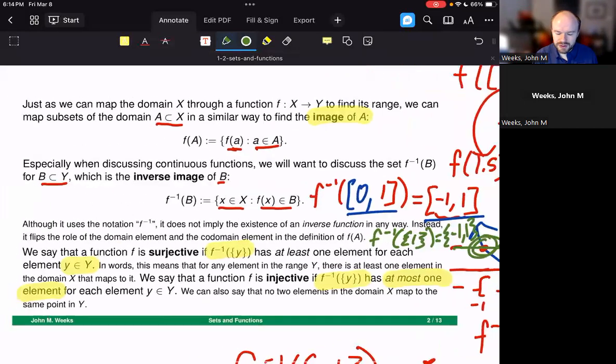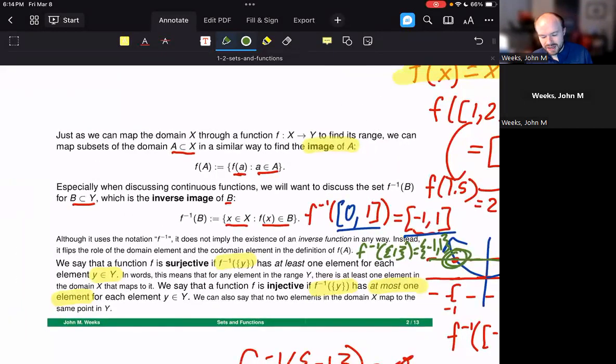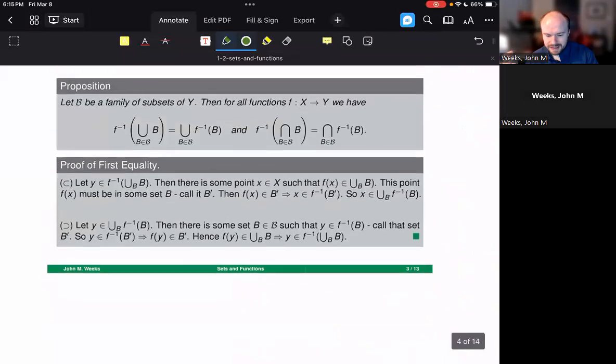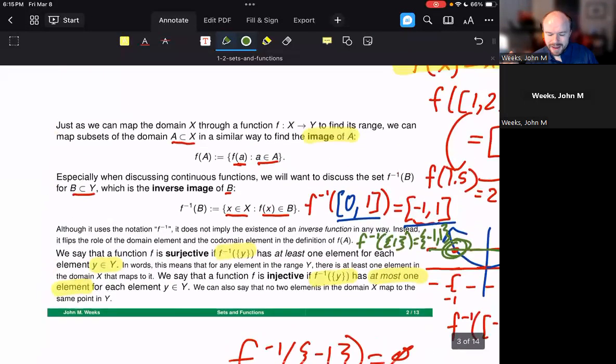So that is a function being surjective and injective. Notice that surjective means you have at least one element in f inverse of the set containing y, and f is injective means f inverse of the set containing y has at most one element. There is some overlap here. There's a very special overlap, which is whatever happens when a function is both surjective and injective. Right, and so what that means is you have a bijective function. We'll be defining that in just a little bit.